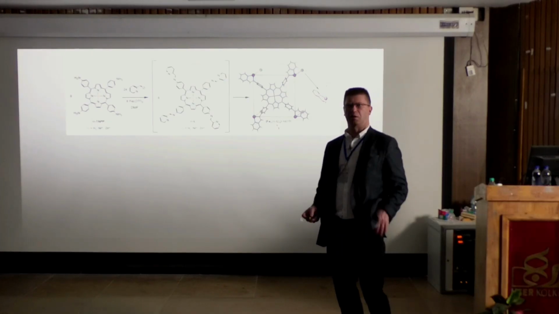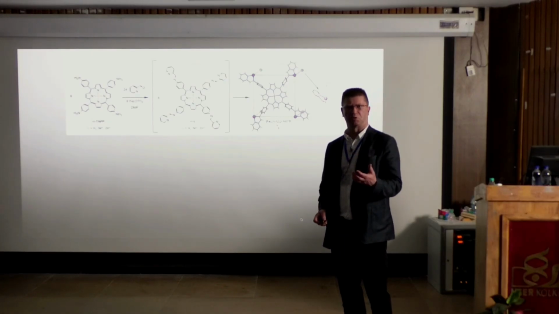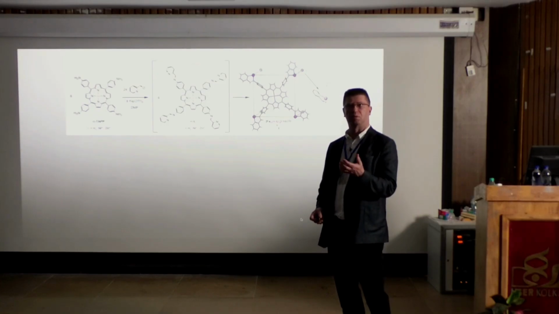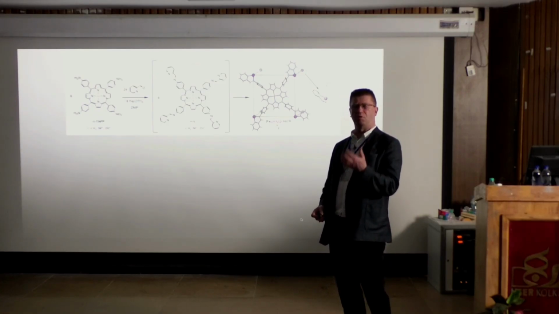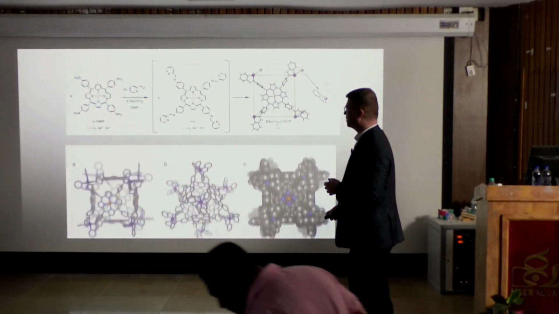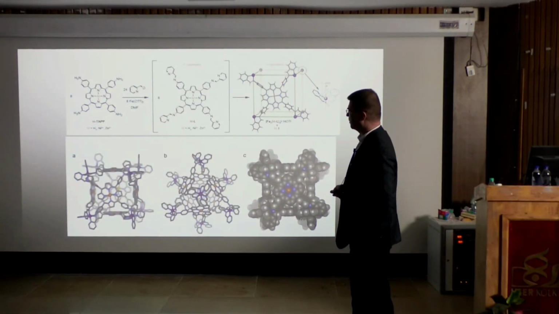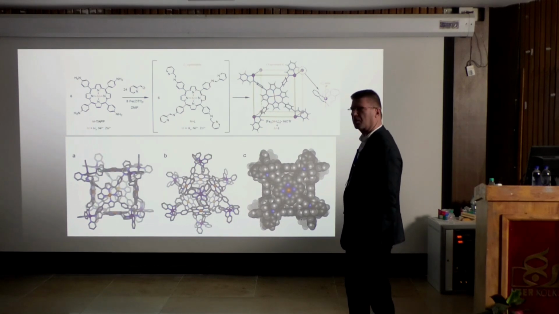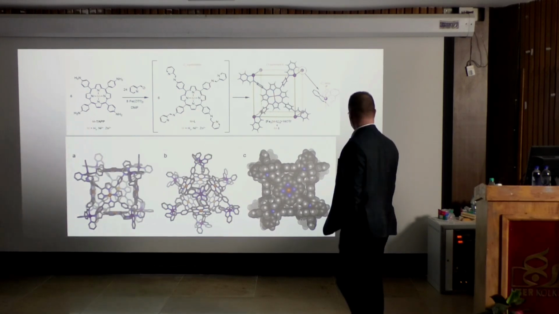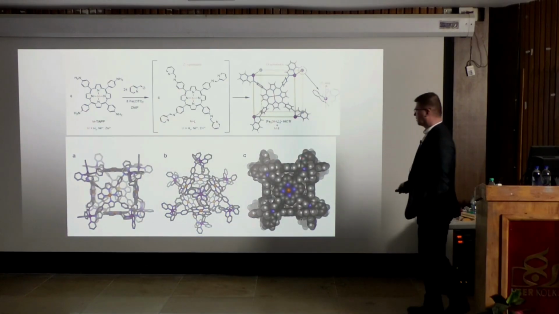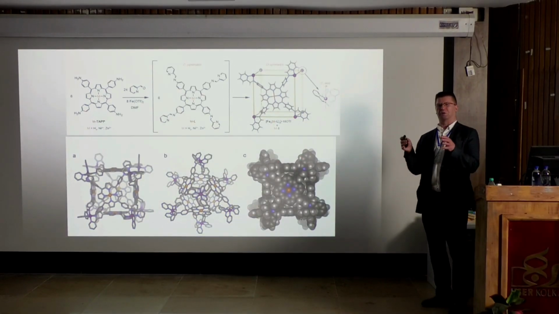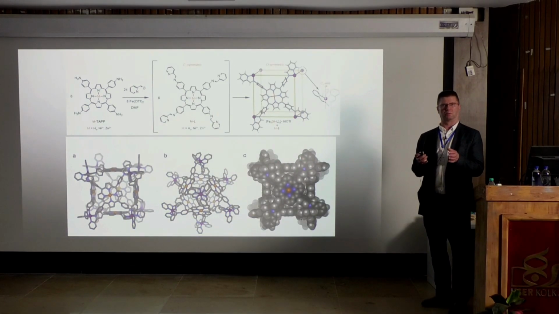And now, the X-ray structure is very important to show whether it is really a cube with no windows. And there is the X-ray structure. This is one view, this is another view, and here we can see the CPK, the space filling model. There are no windows. It's really a cube, really a box.